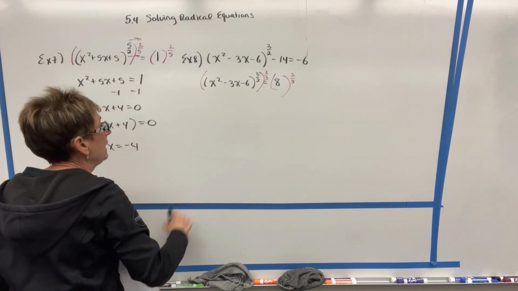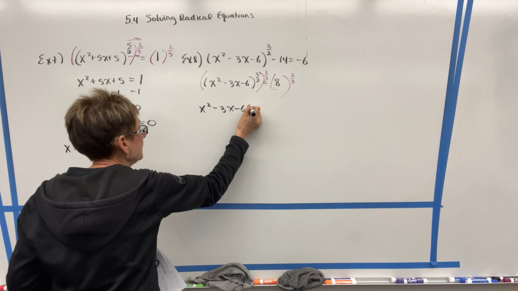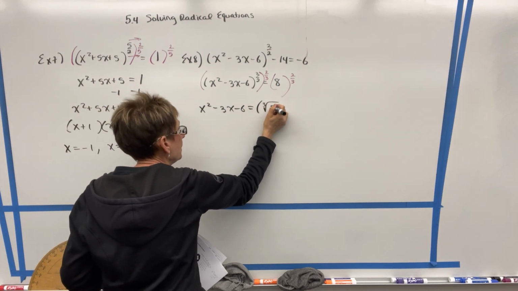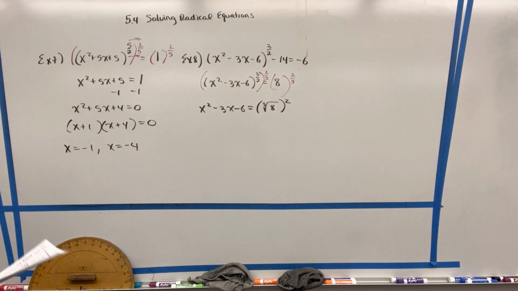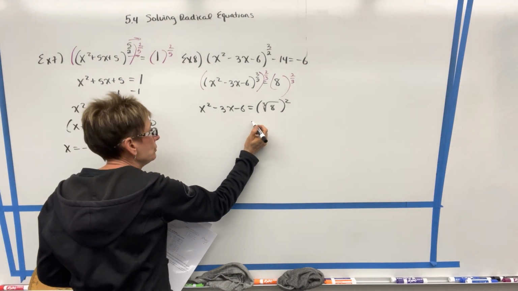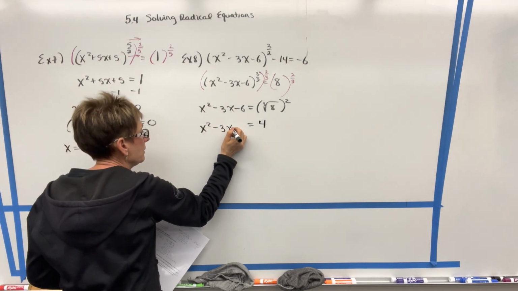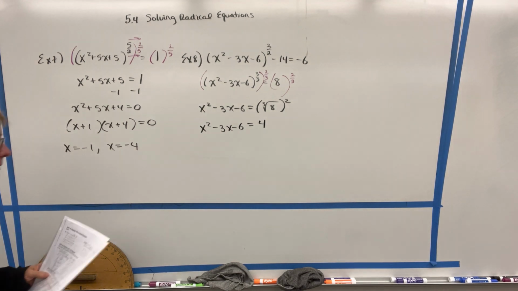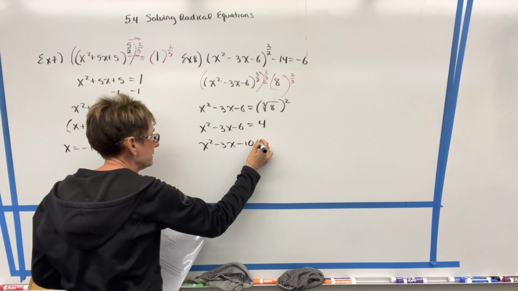The left-hand side will now just become x squared minus 3x minus 6. On the right, I like to think of this as the cubed root of 8 squared. If we do the root first, it means that we have smaller numbers to work with. The cubed root of 8 is 2, and 2 squared is 4. So this is x squared minus 3x minus 6 equals 4. I need to subtract 4 from both sides to get x squared minus 3x minus 10.